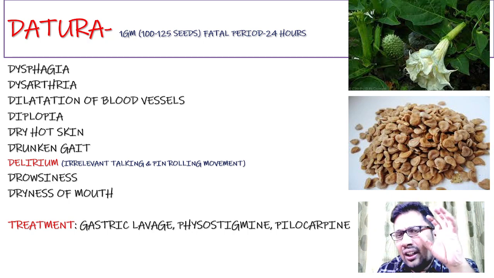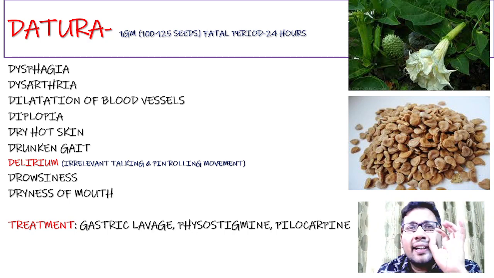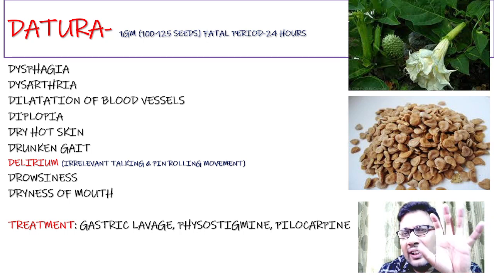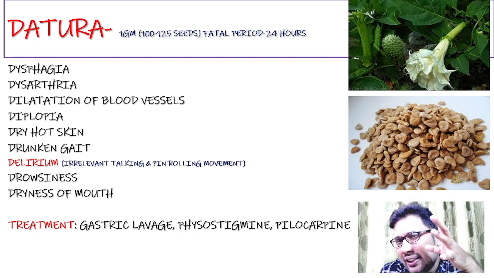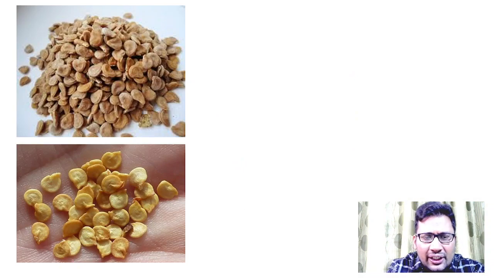And what is the active principle? It contains hyoscine, hyoscyamine and traces of atropine. So it is nothing but an atropine poison. All the signs and symptoms are in line with atropine. Treatment is physostigmine. And one more image-based question asked is, so this is datura seed.